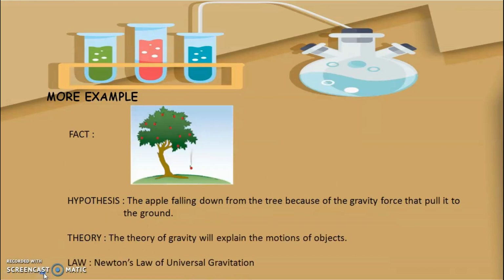Another example is you see the apple falling down from the tree. The hypothesis is the apple falls down from the tree because of the gravity force that pulled it to the ground. The theory is the theory of gravity will explain the motions of objects, and the law is Newton's law of universal gravitation.